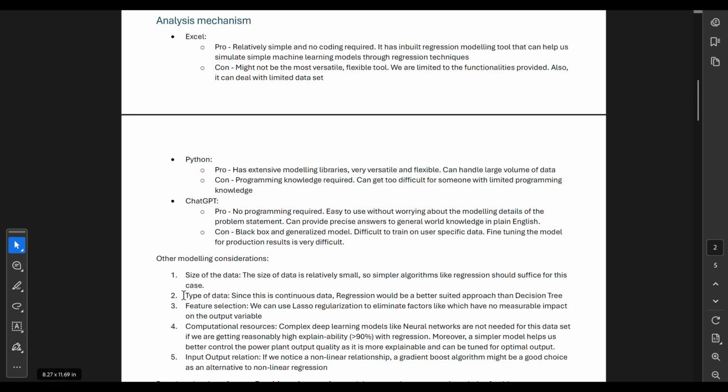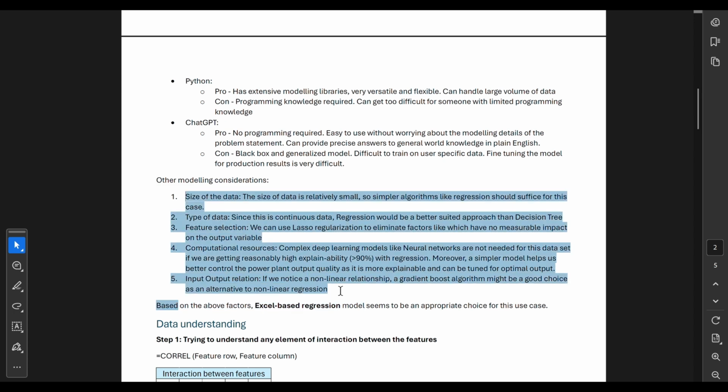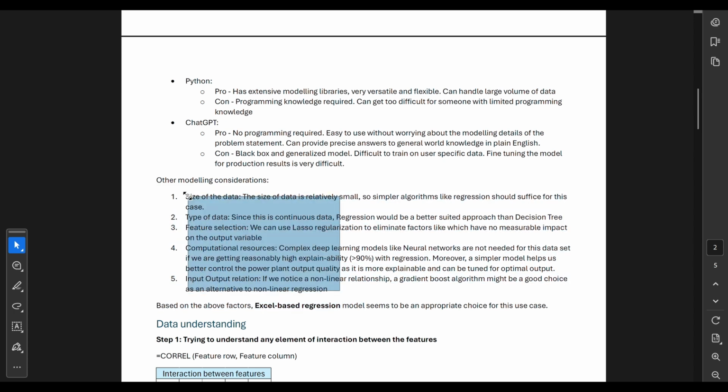However, in this particular case, given the type of data as well as the size of data that we have, it makes sense to use Excel, which provides a fair balance of control as well as accuracy. I also took into consideration a bunch of other parameters, like the computational resources required and the input-output relation and things like that. But essentially, we can go through each one of them, but all in all, the conclusion is that an Excel-based regression would seem like an appropriate choice for this particular use case.